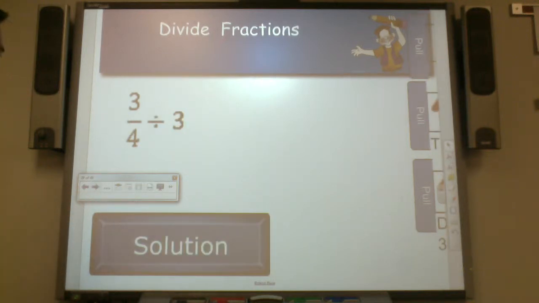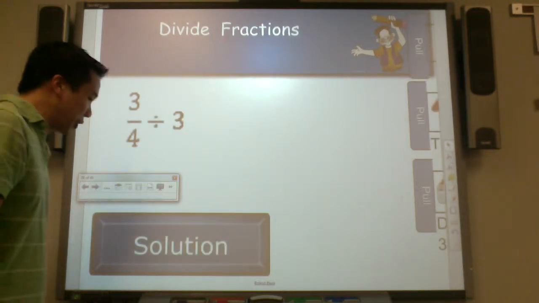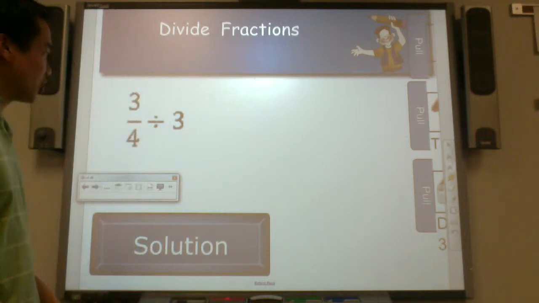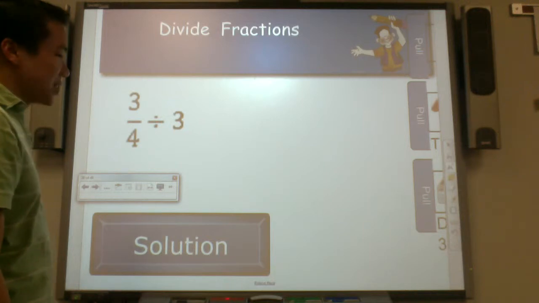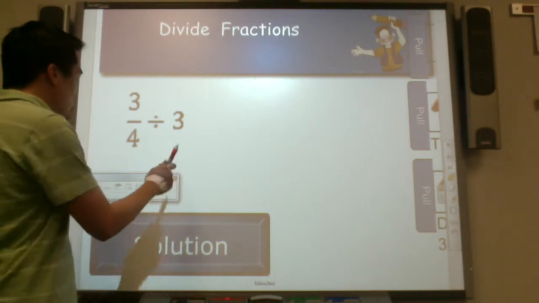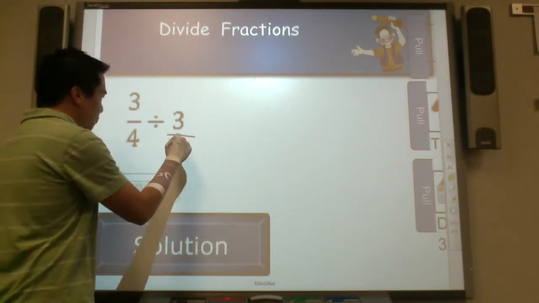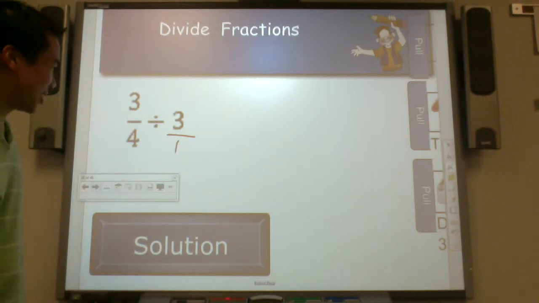So let's make it a little harder. We have 3/4 divided by 3. Dividing fractions, give it a try. So we need to flip the second fraction and multiply. Ooh, this is not a fraction. Oh, now it's a fraction. All right, now we can get started.